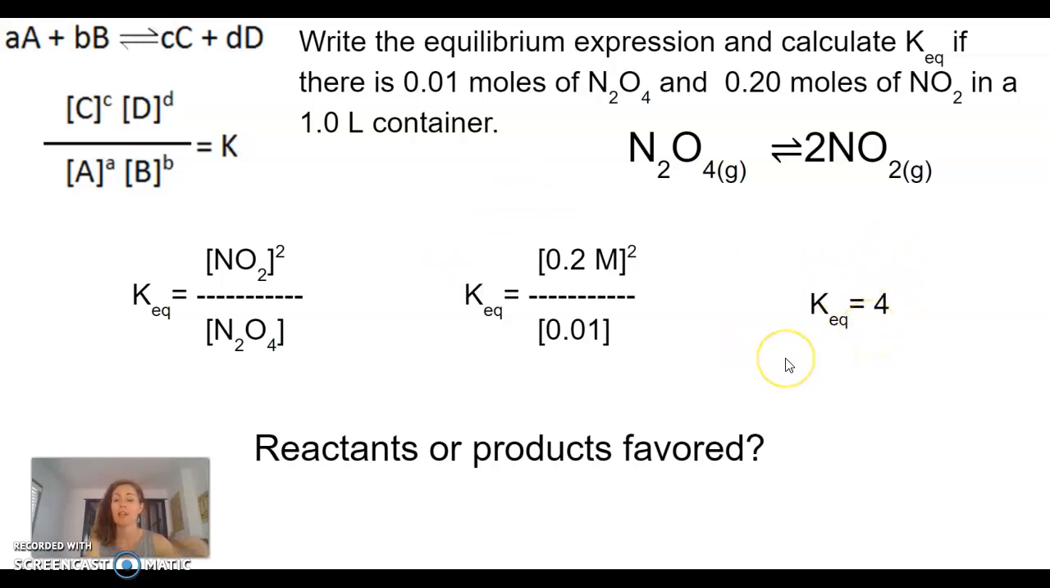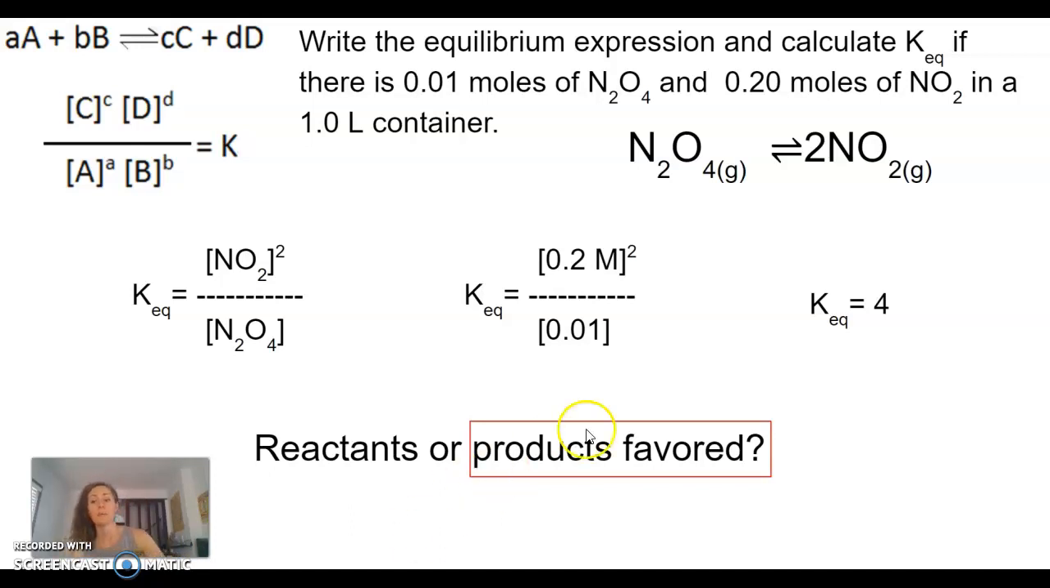This means that my K value is greater than 1, so are my reactants or my products favored in this type of reaction? Products. Products would be favored in this type of reaction because my numerator, in this case, is larger, meaning my products are being produced at a higher rate, so I'm shifting towards that product side.